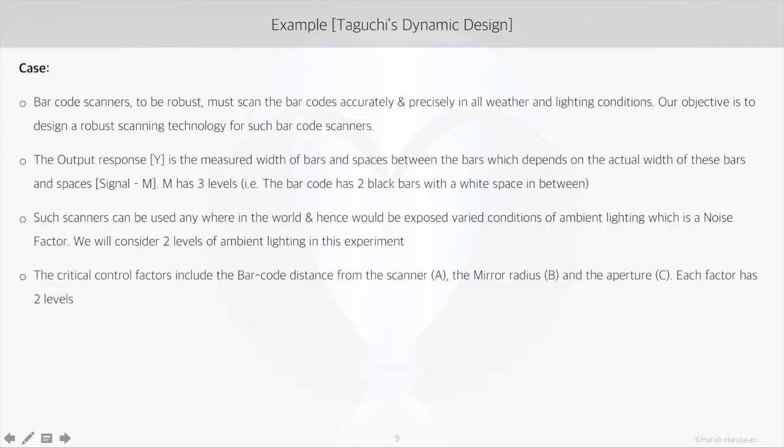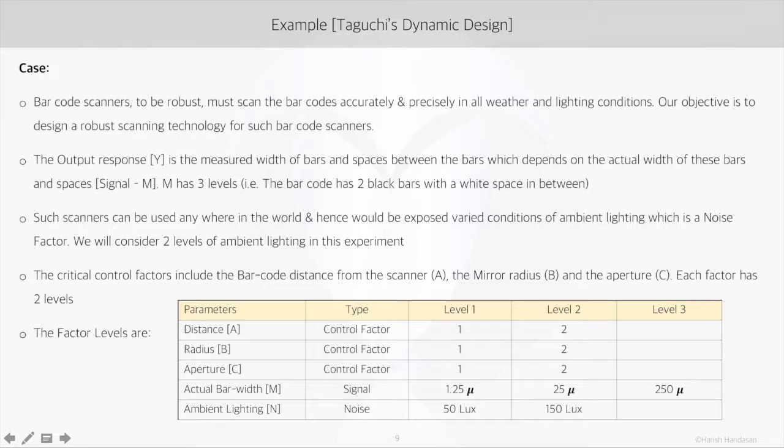The input control factors would include the barcode distance from the scanner. We will take this as factor A, the mirror radius, which would be factor B, and the aperture, that would be factor C. Each factor has two levels. The factors and their levels are summarized here in the table. The control factors have two levels. The signal has three levels, and ambient lighting, which is the noise factor, is considered at two levels.